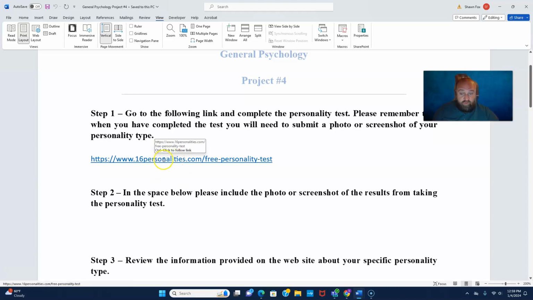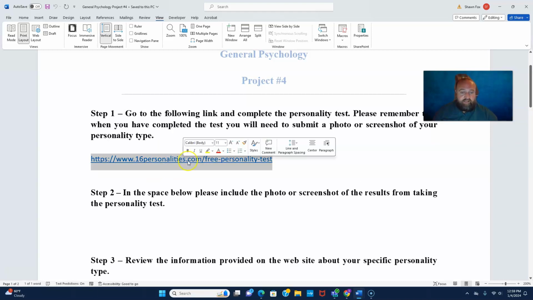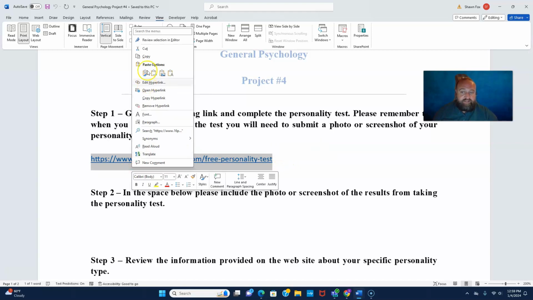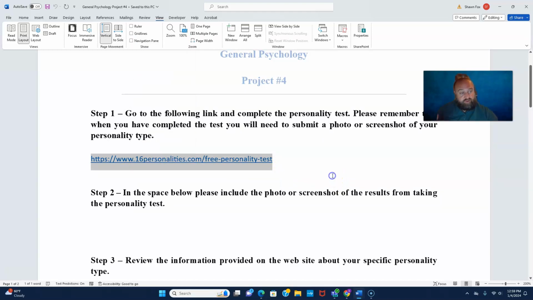You can go to the link directly on here. You just hit Control and then click on the link. You can also cut and paste it into your web browser, or as I showed you in the actual form itself, or instructions itself in Canvas, there's also a hyperlink included there. Once you go there, it's pretty self-explanatory.